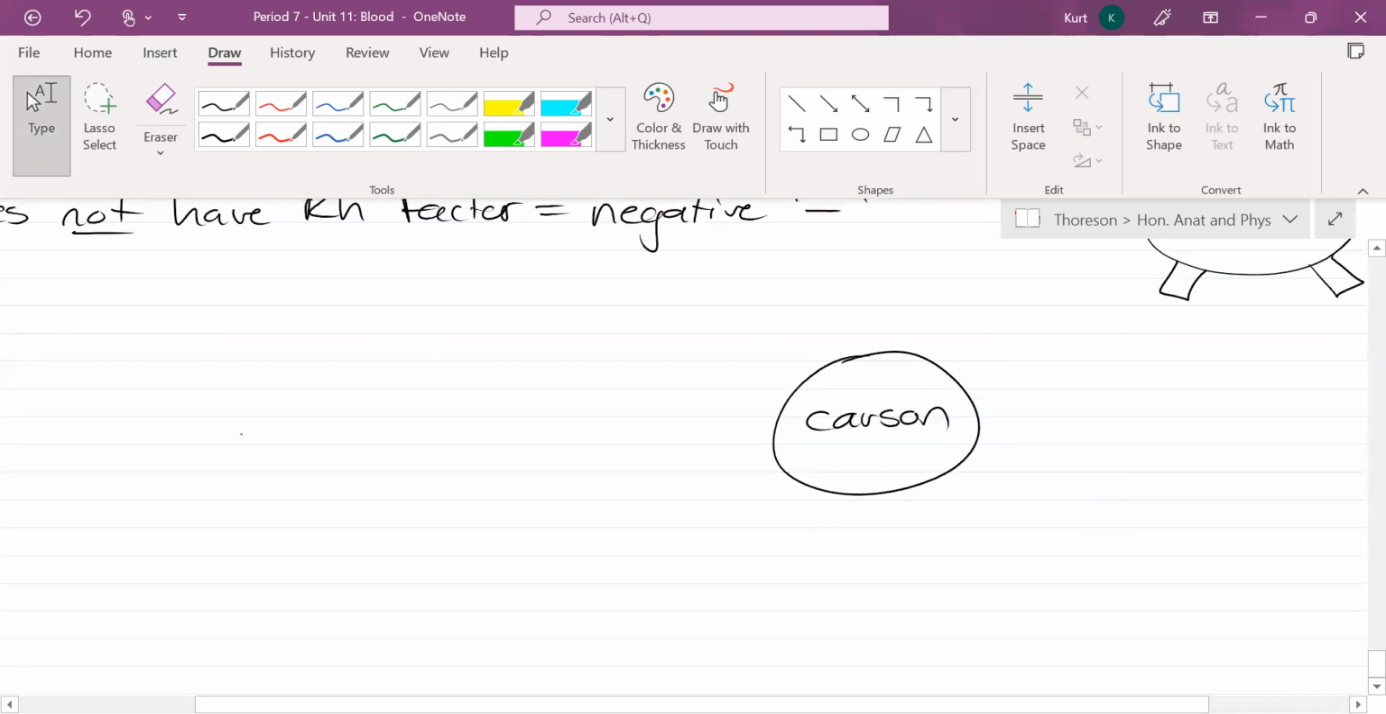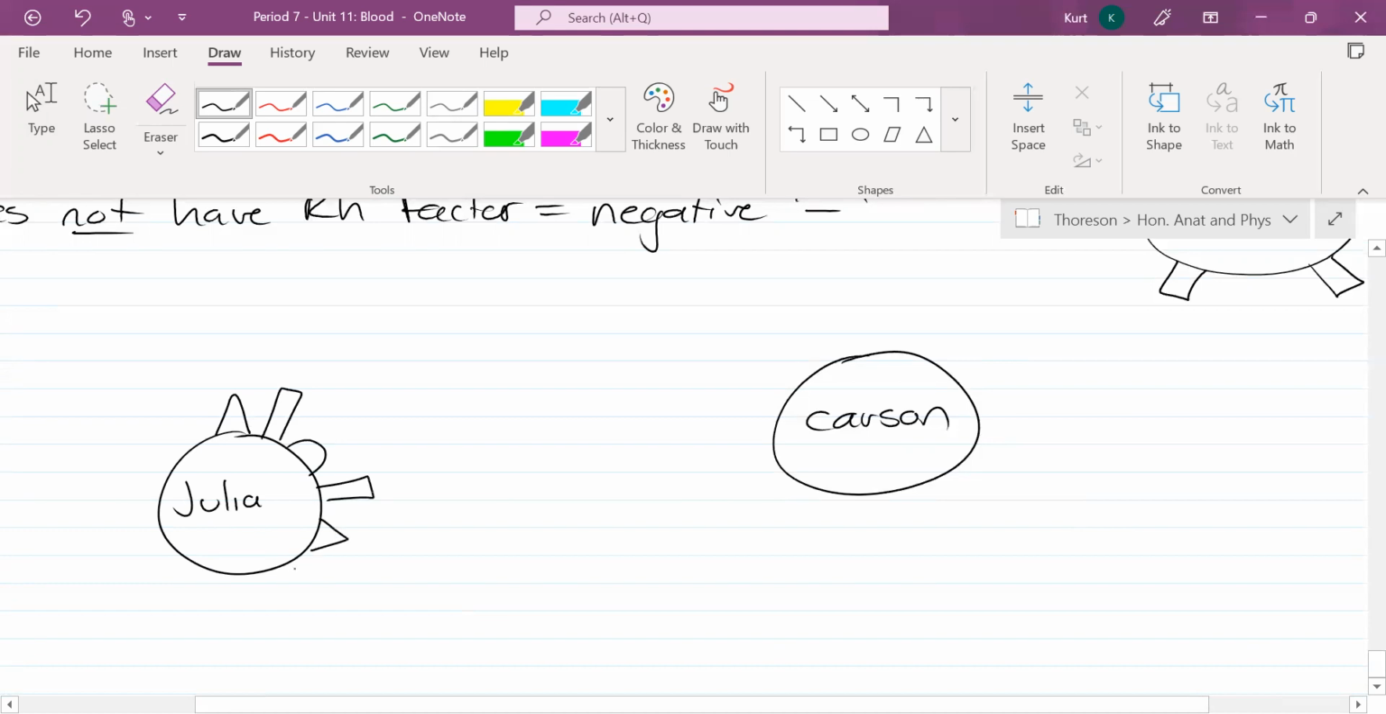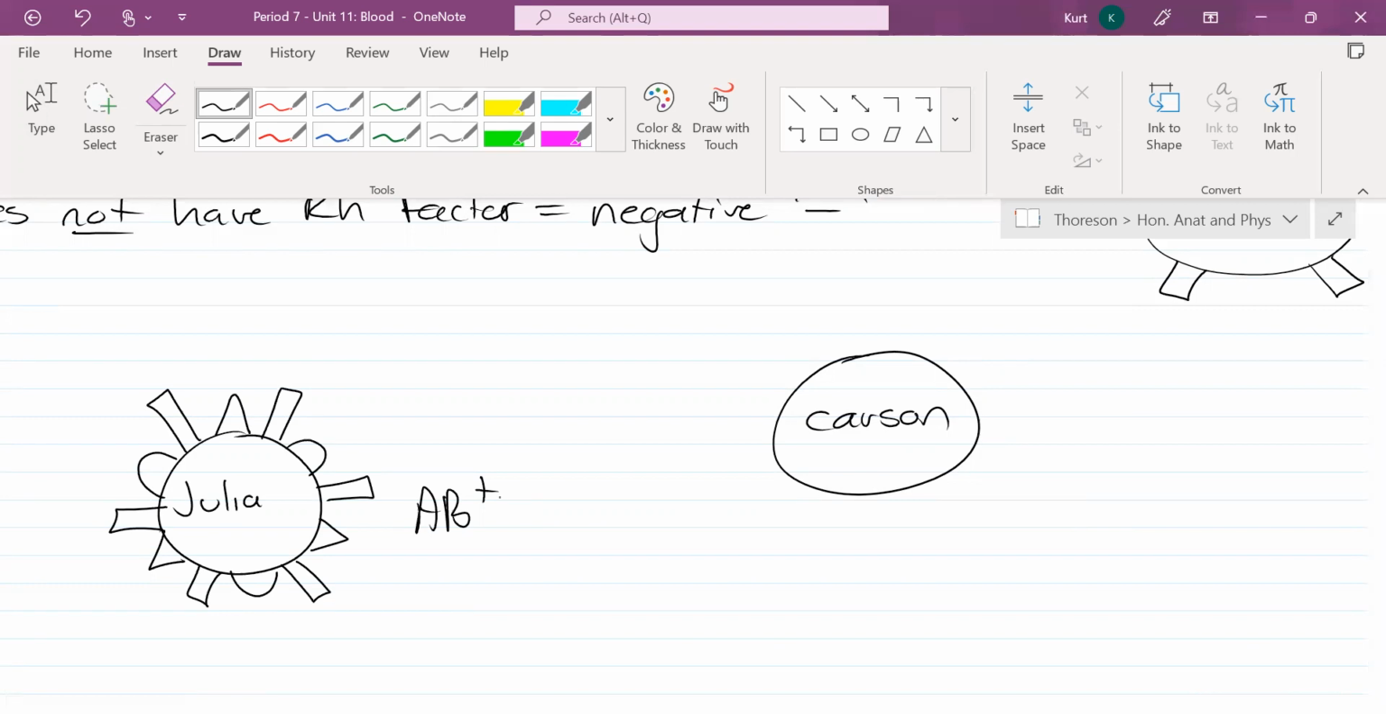On the other hand, what do you suppose the universal recipient is? AB positive or AB negative? Here's, let's say here's Julia. What is Julia's blood type right there? It's AB positive. If you were to donate A to her, B to her, O to her, or anything that's positive or negative, will she reject it? This is the universal recipient, AB positive.